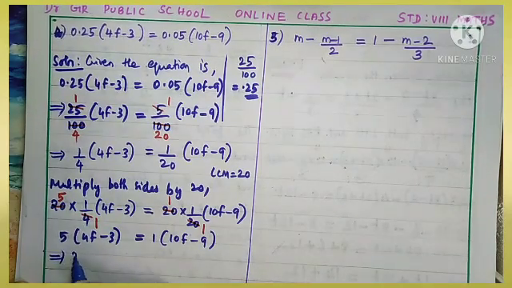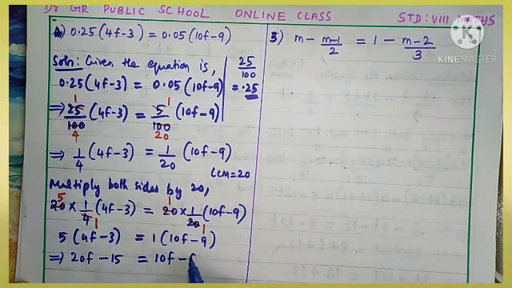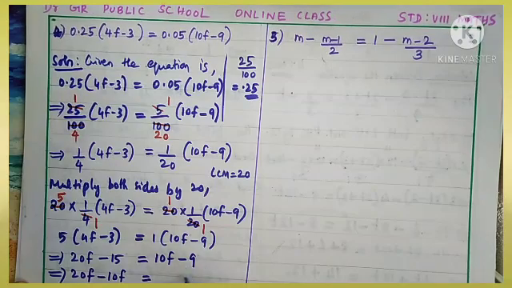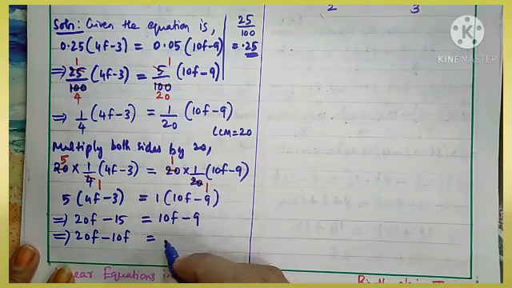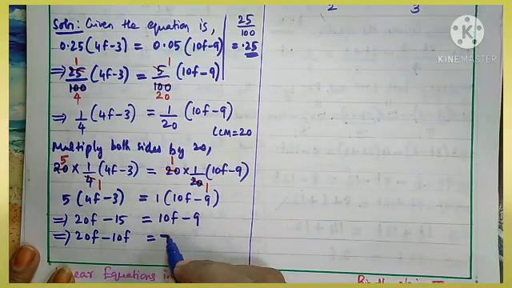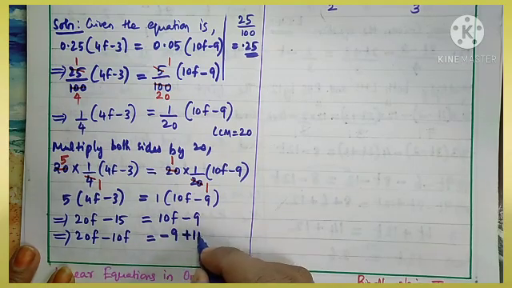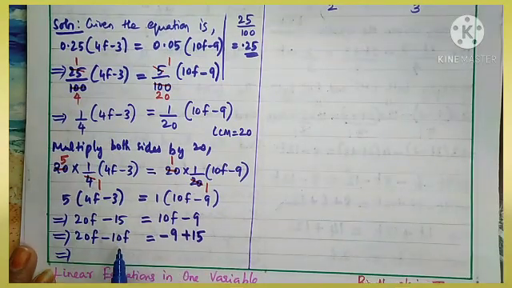This implies 5 into 4, 20f minus 5 3s are 15 equal to 1 into, the number is same number, 10f minus 9. Now bring all the variable one side, 20f, 10f comes here. So minus 10f equal to, here minus 9 is present. So minus 9, and this minus 15 will come here, it becomes plus 15. Understand?